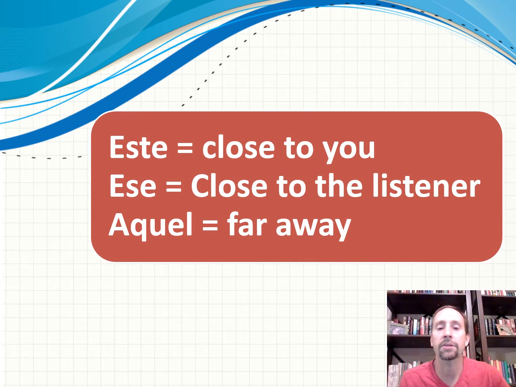Okay, so to summarize, I use a form of este, something that's close to you, for this. I use ese for that, something that's close to the listener, and aquel for that one over there that's far away from both people.